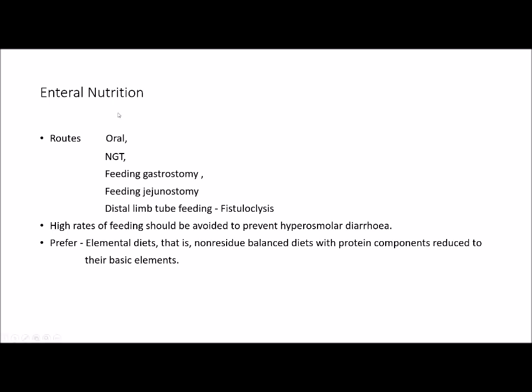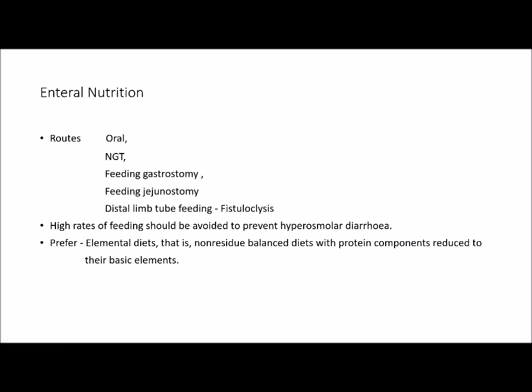Now, if we look at enteral nutrition, what are the rules for that? Number 1: oral, nasogastric feeding, gastrostomy feeding, jejunostomy feeding, and distal limb tube feeding with fistuloclysis. We just talked about that, right? Now, high rates of feeding should be avoided. Remember that when you're feeding this patient, don't try to shove everything in a short period of time. What's going to happen? High osmolar diarrhea, and the patient will lose more. And this diarrhea is basically talking about what? The effluent increases.